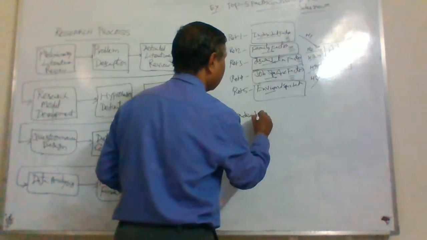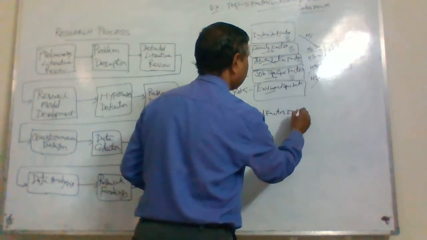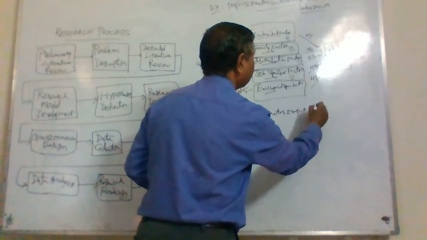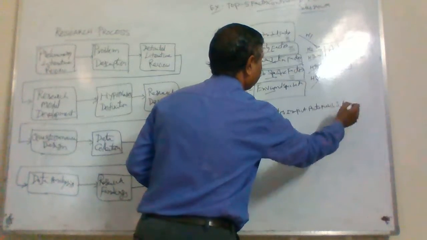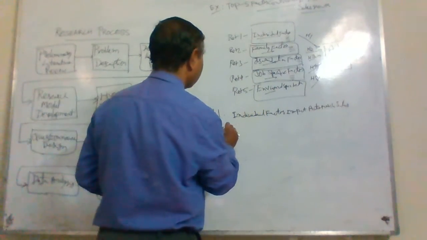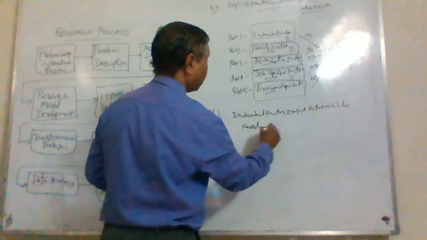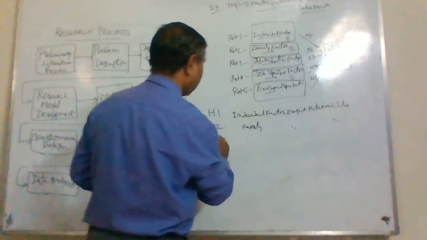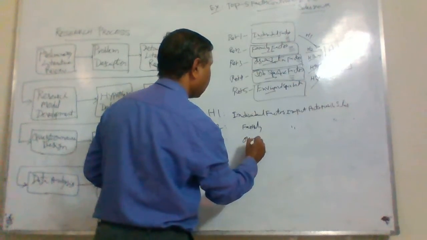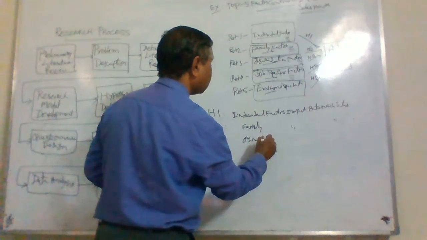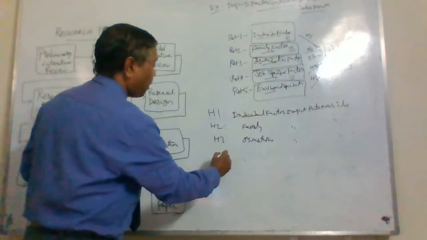Individual factors impact automobile sales, right? Similarly, H2: family factors impact automobile sales growth. H3, hypothesis 3: organizational factors impact automobile sales growth. Like this, you got hypothesis 5.